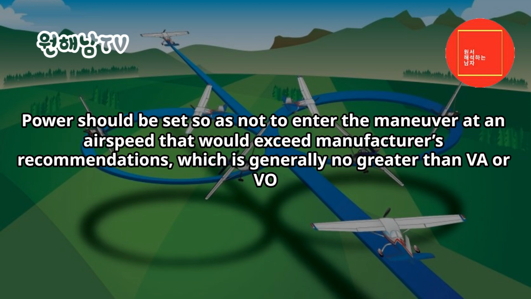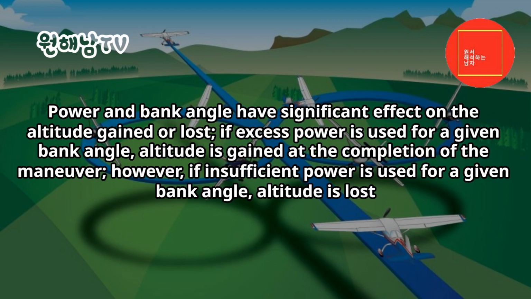Power should be set so as not to enter the maneuver at an airspeed that would exceed manufacturer's recommendations, which is generally no greater than VA or VO. Power and bank angle have significant effect on the altitude gained or lost. If excess power is used for a given bank angle, altitude is gained at the completion of the maneuver. However, if insufficient power is used for a given bank angle, altitude is lost.